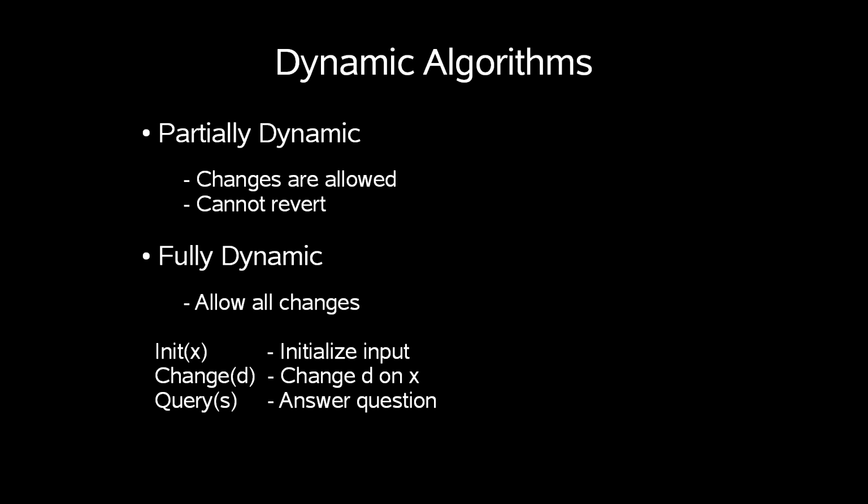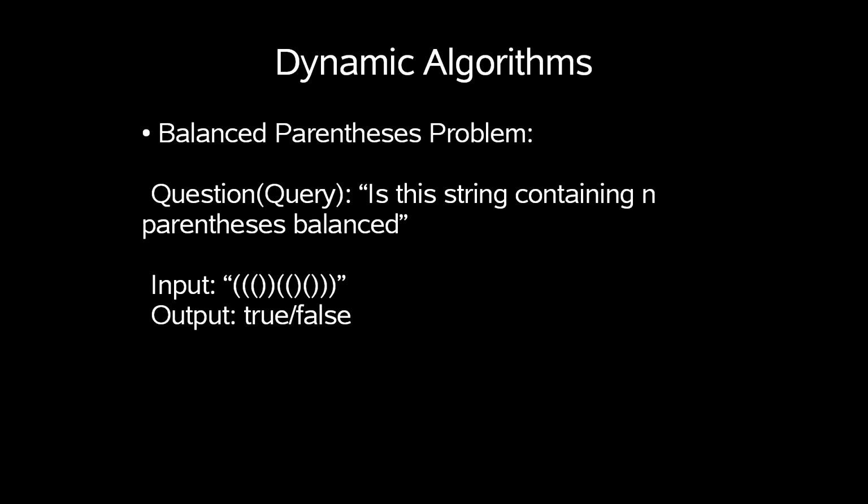So in our graph problem, we may insert and delete edges. In general, we want this implementation of a data type to solve dynamization with the following operations. Init, initialize our input to some fixed value. Change, change our data x somehow using d. Query, answer some question about our function. Now I believe it's time to do an example.